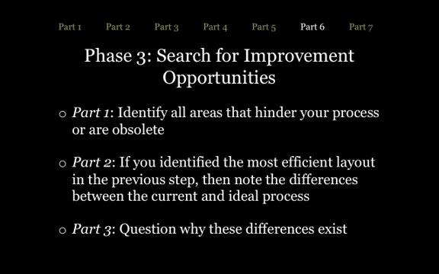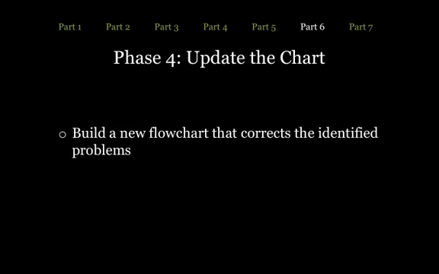In the third phase, the user will search for improvement opportunities through a three-parted process. Part 1, the user must identify all areas that either hinder the process or are obsolete. In Part 2, if the user has identified the most efficient layout in Part 1, then they must now note the differences between the current and ideal process. In Part 3, the user must question why these differences exist in order to determine how to rectify the problem areas. Phase 4 simply calls for the user to update the flowchart. The user will do so by building a new and improved flowchart that corrects the identified problems of the process.